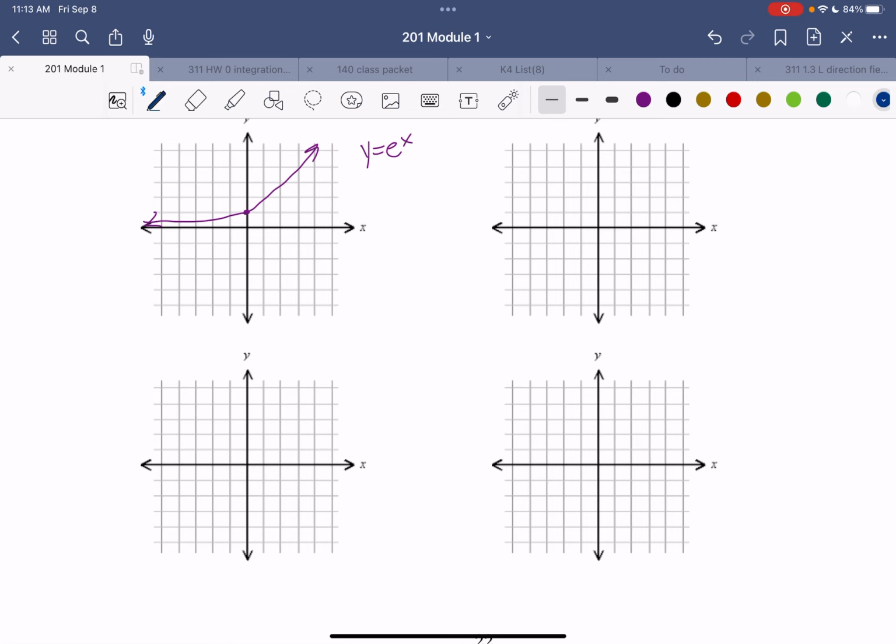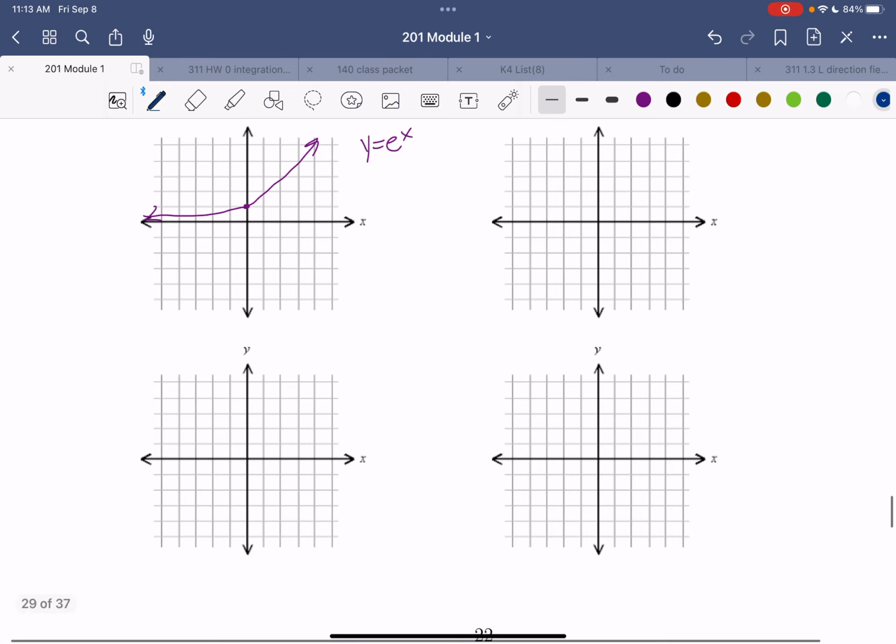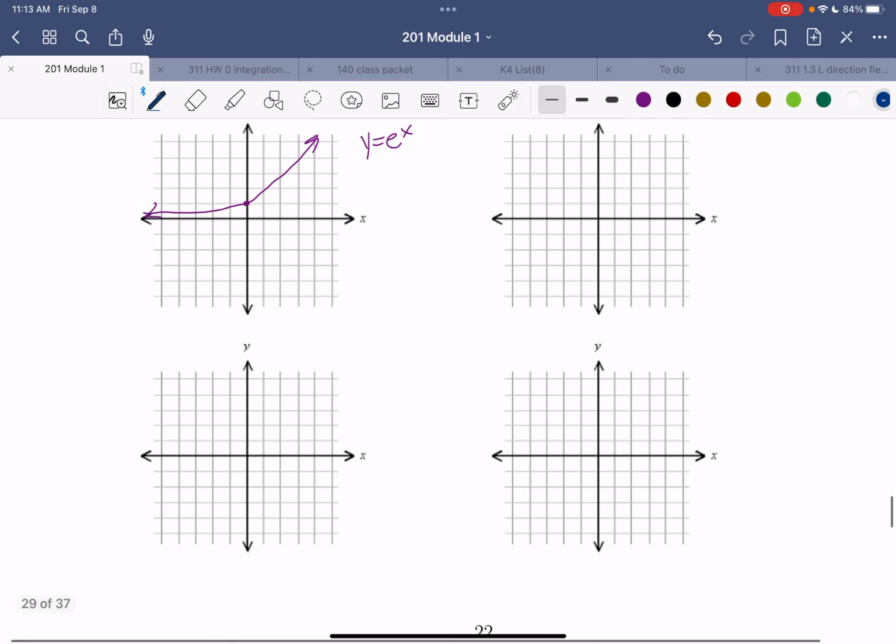Now ln is its inverse. So for ln, we're going to flip this around the line y equals x. So now you get this point on your graph, and it looks like this one. So that's your y equals ln x.